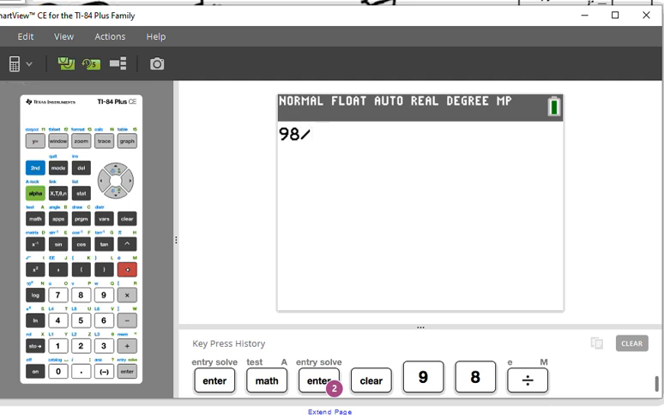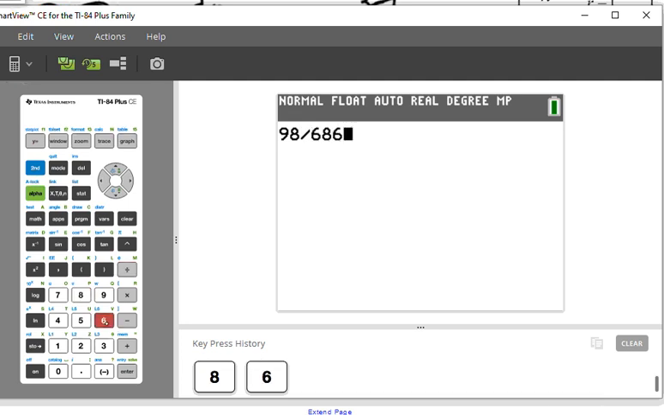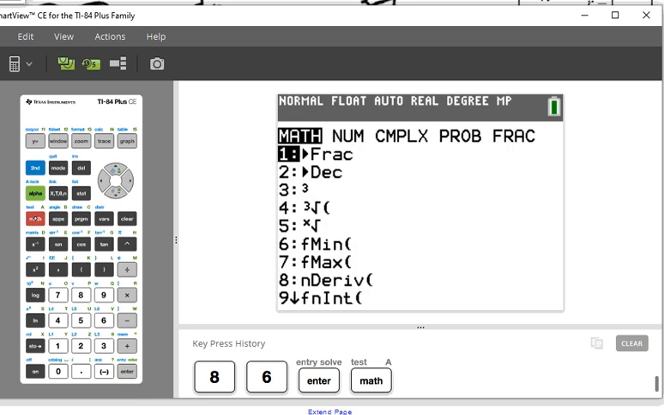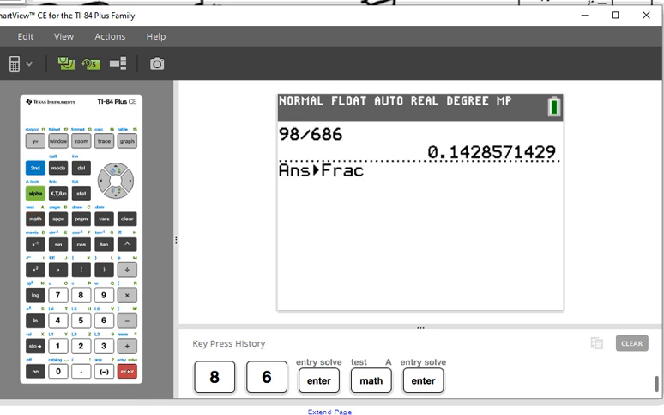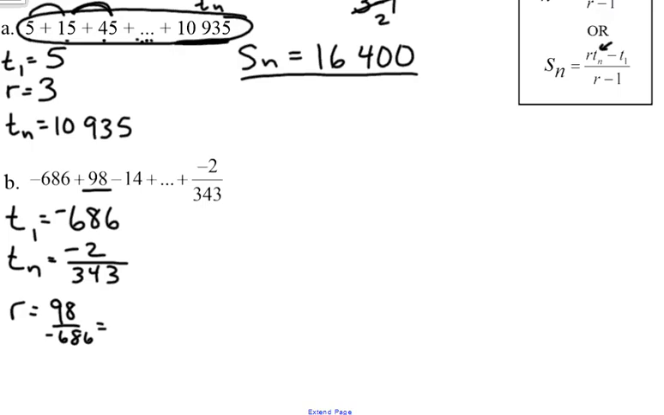98 divided by 686, I hit enter, but you know what? I want it as a fraction. I want to work with an exact value, 1/7. So we see that it's 1/7 there, but again, it's 98 divided by a negative, so our R value is negative 1/7. I want to double check, so I'm going to take my negative 14 and divide it by the previous value, which is 98.